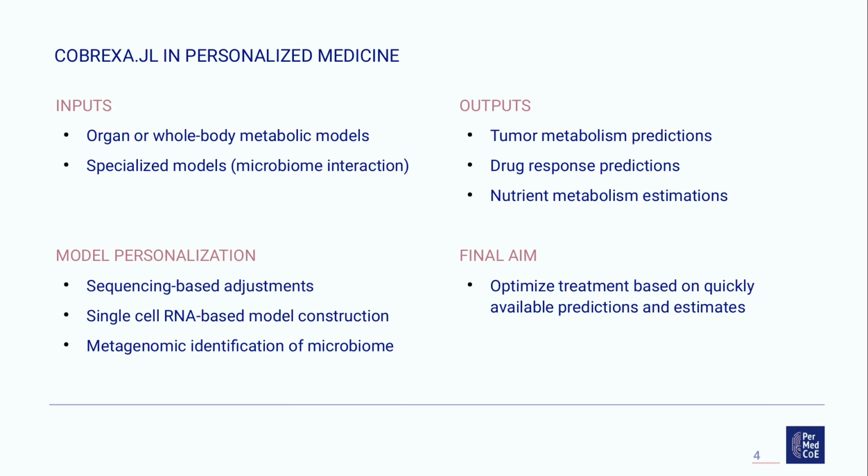The main role of COBREXA in personalized medicine is to run this kind of large-scale analysis on models constructed from human organs and basically any health-related models. There are publicly available models of human metabolism and related metabolomes that can be personalized to match the precise phenotype that occurs in a patient using mainly the genetic sequencing methods.